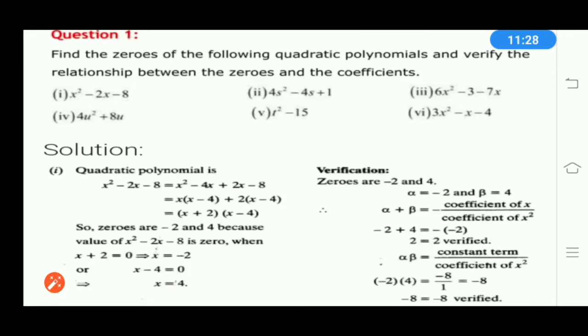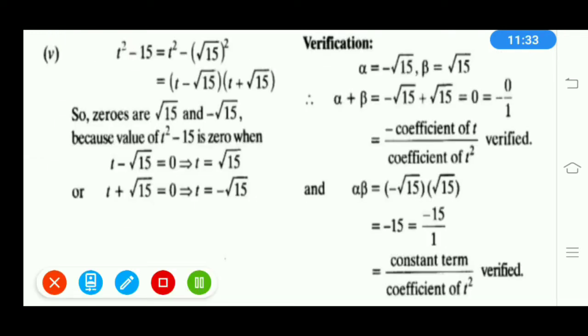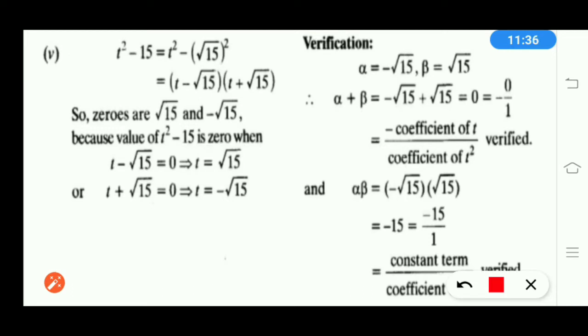Next, question number 5, Roman number 5. The polynomial is t square minus 15. T square minus 15 can be written as t square minus root 15 whole square. That means a square minus b square form, so a minus b into a plus b. So zeros are t minus root 15 equals 0, that means t equals root 15, and t plus root 15 equals 0, so t equals minus root 15. So zeros are root 15 and minus root 15, because the value of t square minus 15 is 0 at these.